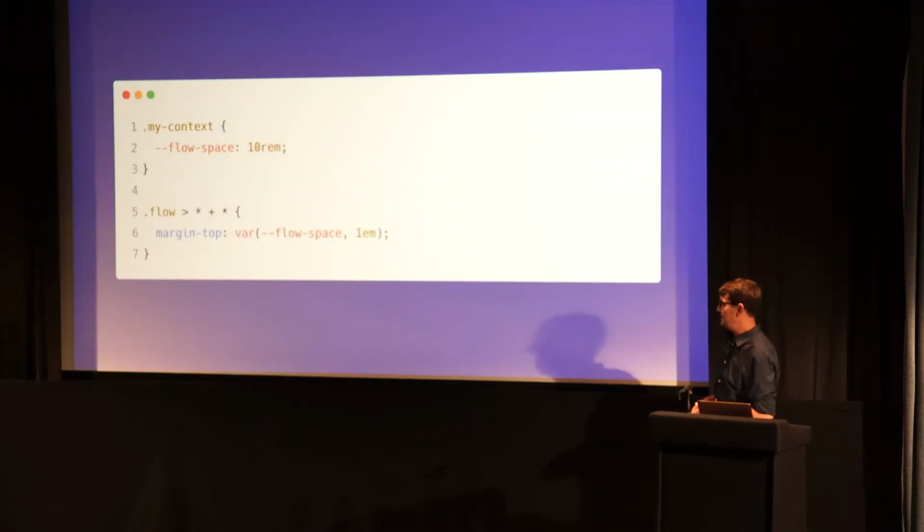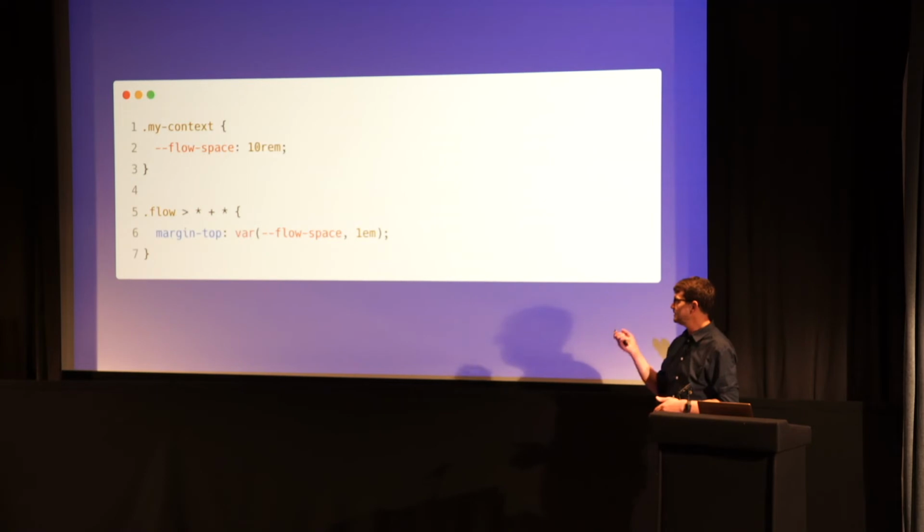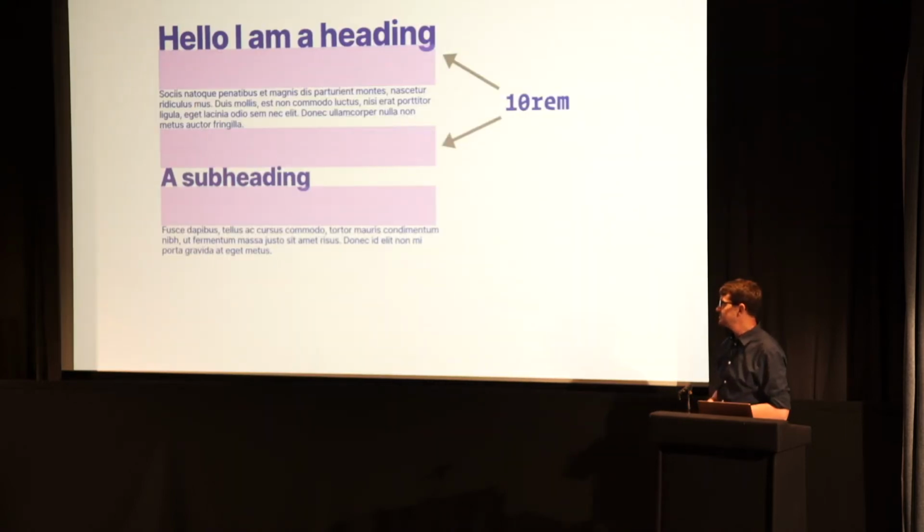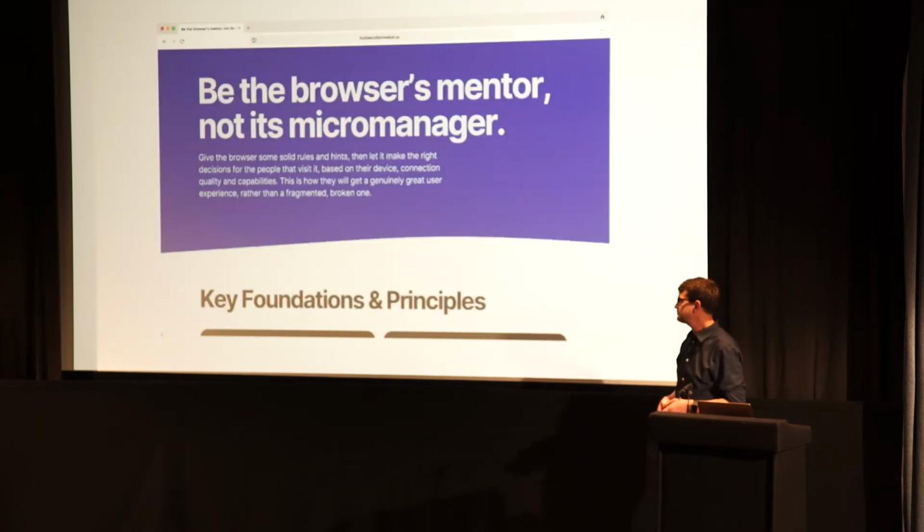But you can also have some more finite control. So imagine I've made myself a little block called my context, and in there, I'll define the flow space variable. And then if I do that, I get consistent spacing across the board. So you get that control, but you also let the browser do its job.